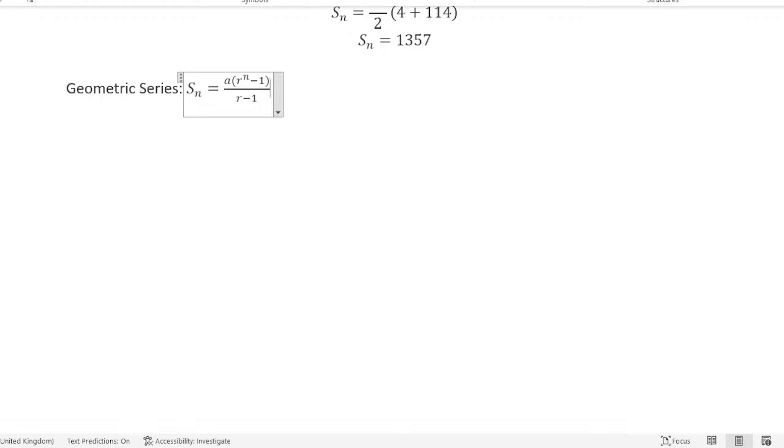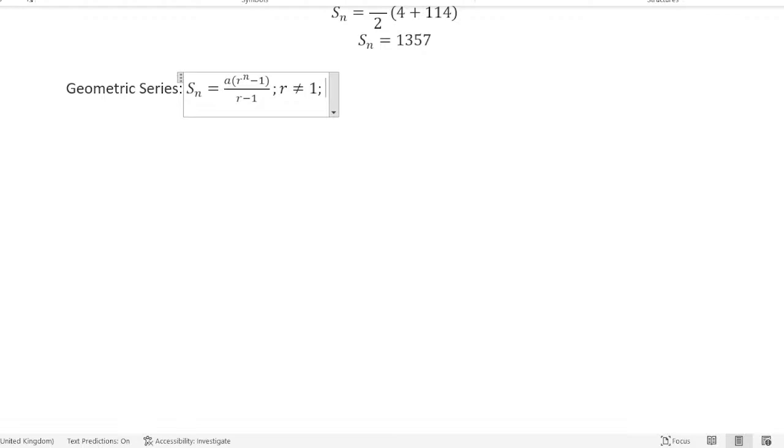So here r should never be equals to 1. These are restrictions. R should not be equals to 1. So this is a geometric formula for a series.